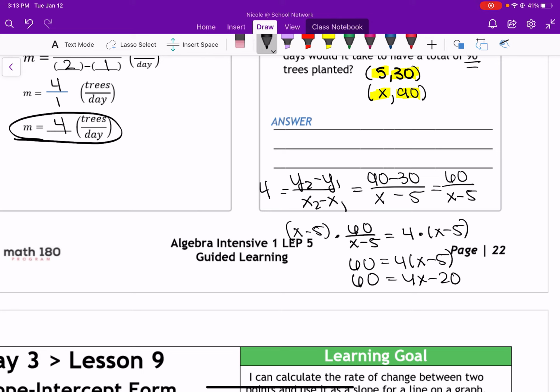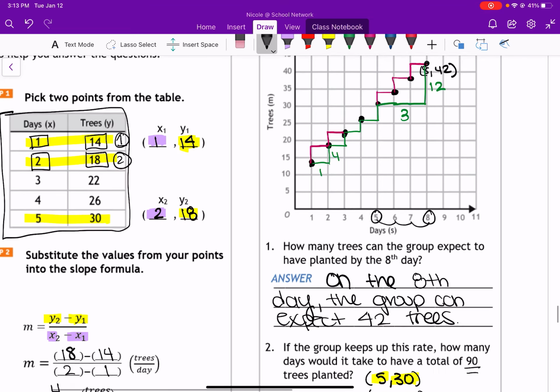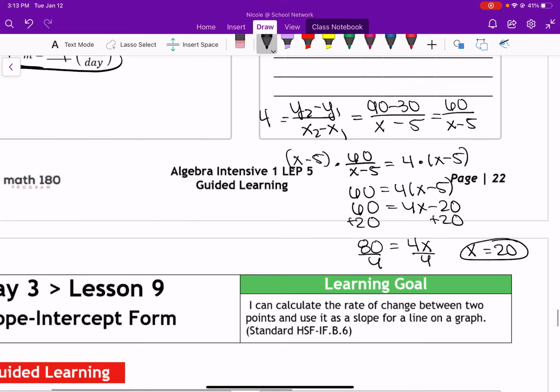And then add 20. So we get 80 is equal to 4 times x. Divide by 4. X is equal to 20. So after 20 days, a total of 90 trees will be planted. So that was a lot of algebra.